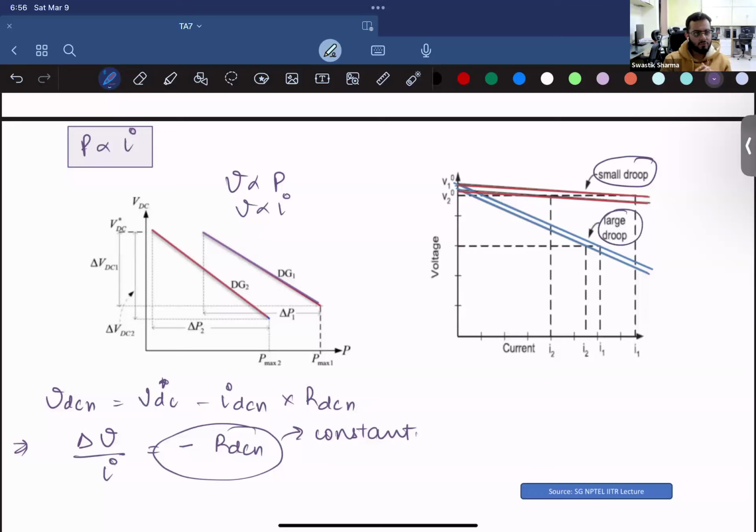Now, due to this small and large droop, your voltage deviation and your current deviation are also different. For a small droop, the voltage deviation is very small, but your current deviation is too much. For a large droop, your current deviation and your voltage deviation are less, but for a small droop, the opposite happens. So to control this, your control algorithms need to be effectively changed and managed.